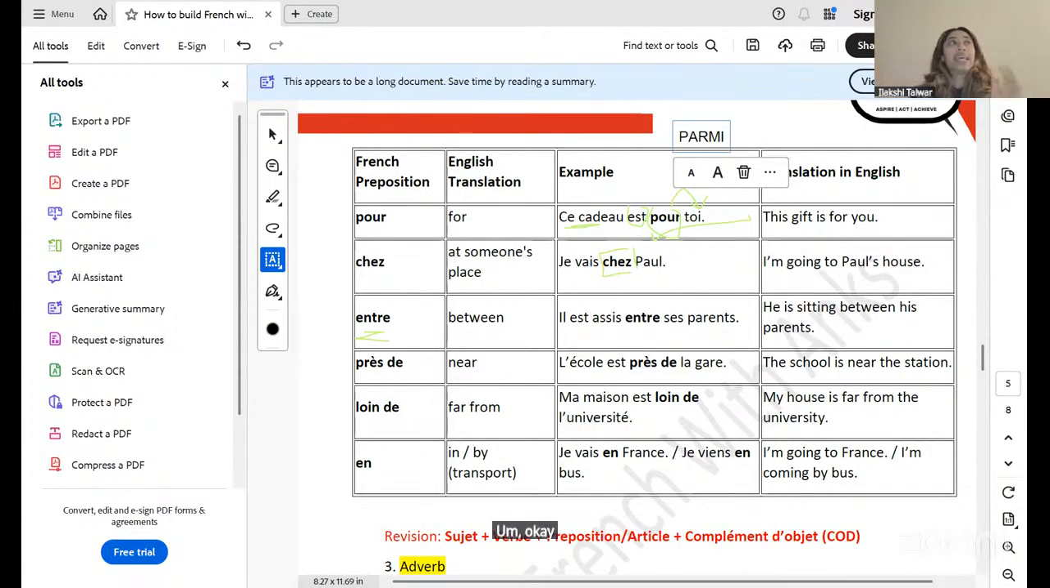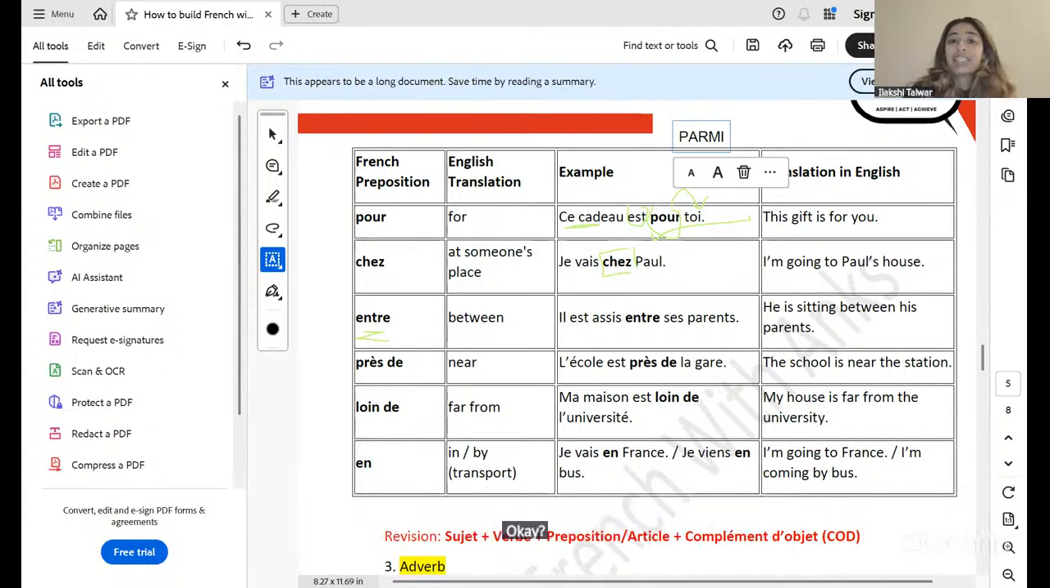Okay. Il y a des fleurs rouges parmi les fleurs blanches. I'll repeat, okay? Il y a des fleurs rouges parmi les fleurs blanches. There are red flowers among the white flowers. Now, do you see the difference of how many there are?